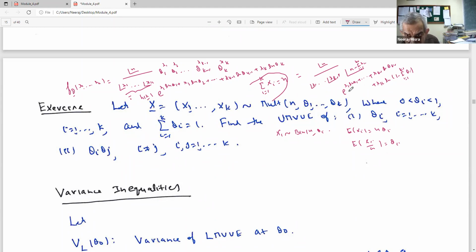Now I have this as eta 1, eta 2, and still this doesn't contain a k minus 1 rectangle. So what would be this quantity? Can you write down this? What would be the complete sufficient statistic? Anyone can tell? No?